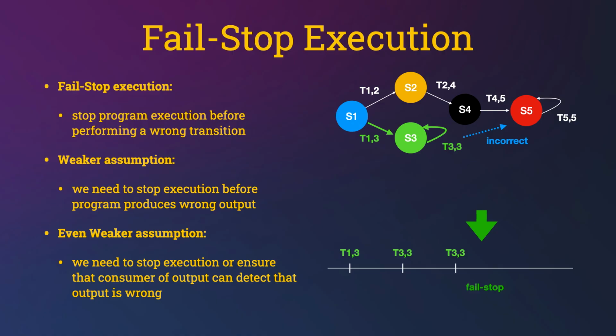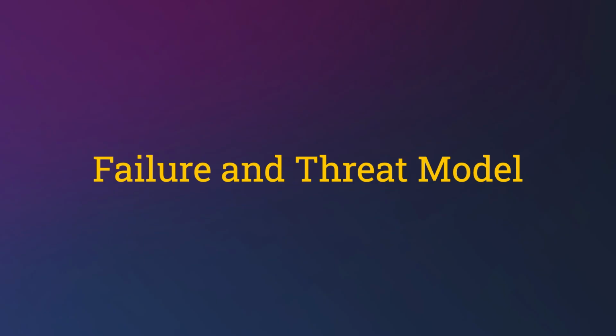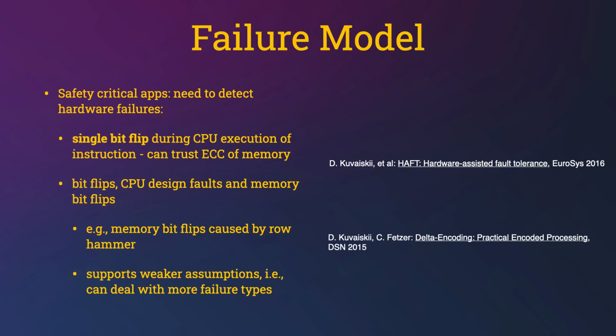When enforcing fail-stop execution, we have to consider the failure model that we assume and also the threat model. So in the failure model, we chose the following. We permit single bit flips during the execution by a CPU, so there can be one bit flip, and we trust ECC. So we have memory with ECC protection. We can assume that bit flips in the memory are detected by the ECC.